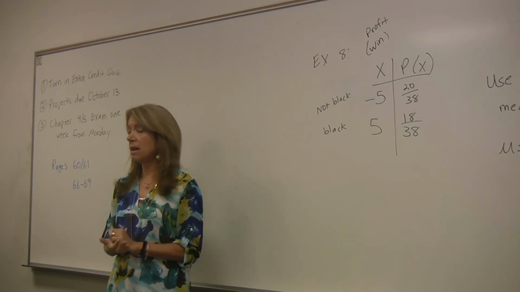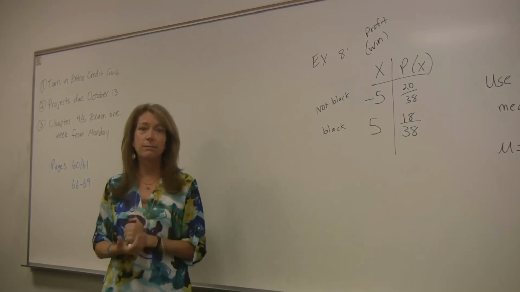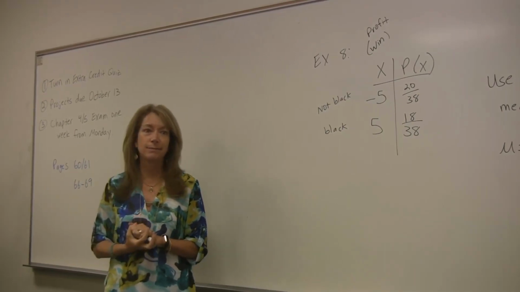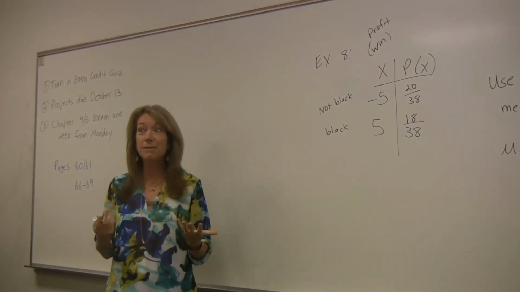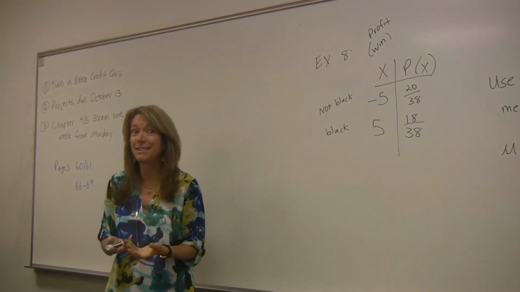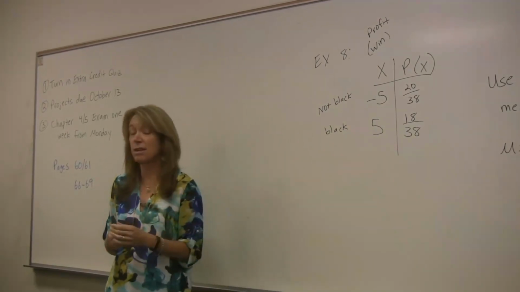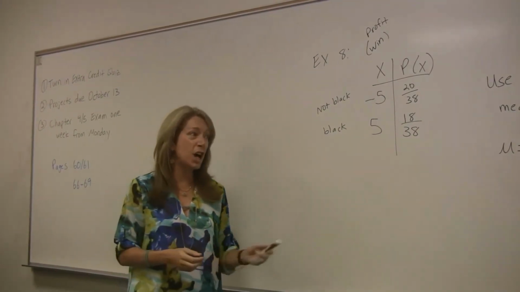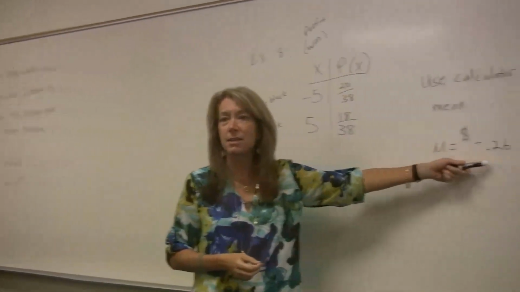What does that mean every time we go to the roulette table to try to win? We're losing 26 cents every time we play. Even though sometimes it comes out black and they give you $5, 5 extra bucks, they give you 10, but it's 5 extra. If you keep doing it over and over, every time you play, on average, you're losing 26 cents.